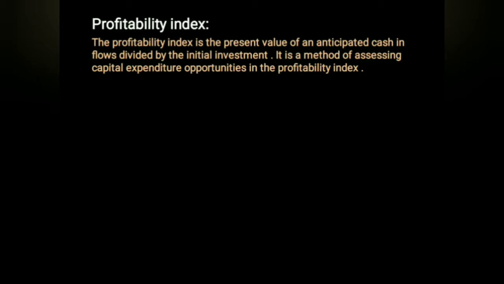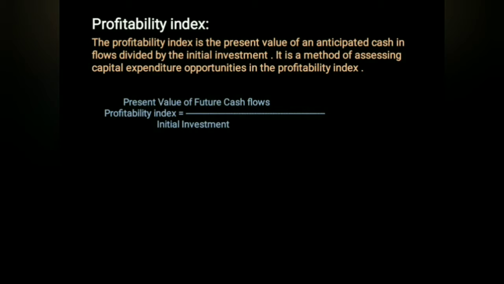In the net present value, we consider NPV equal to 0. If we get a positive value, we will accept the project. If we get a negative value, we will reject the project. There the formula is present value of cash flows minus initial investment. But in the profitability index, the formula is present value of future cash flows divided by initial investment. There we are deducting, here we are doing the division of these two factors.